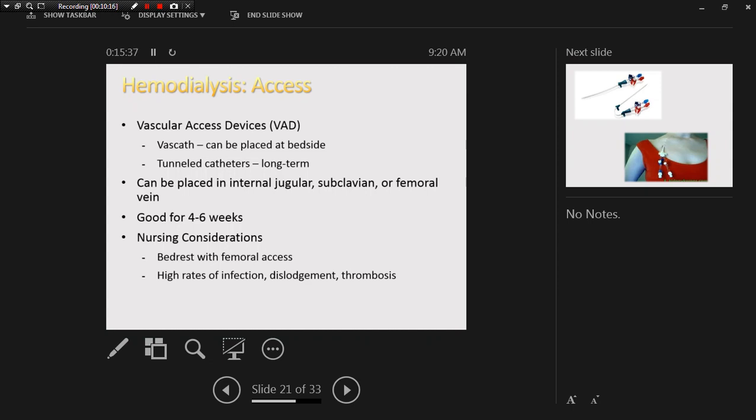So like we said, short-term access more commonly. So obviously we said femoral, we don't like to use that, so those patients would be on bed rest. Again, if for some reason internal jugular or subclavian is not an option and we need access quickly, we might have to use the femoral approach. High rates of infection, dislodgement, and thrombosis, which all make sense because those are our biggest complications with other venous access devices like PICC lines, central lines.